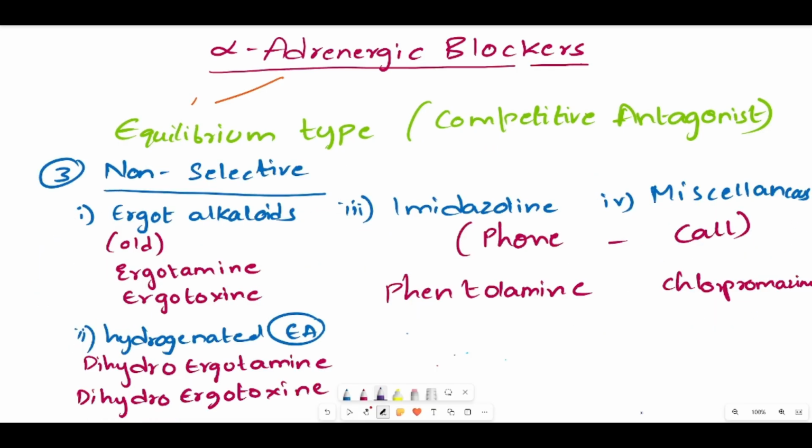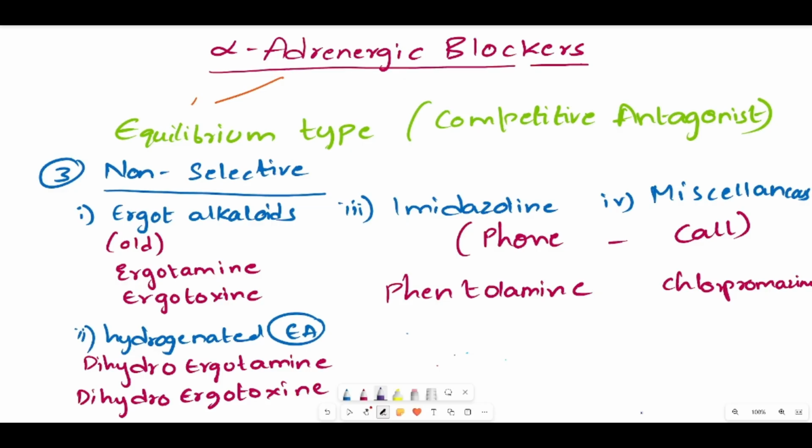So the third class is the non-selective. These are divided into four classes. The first one is ergot alkaloids. Ergot alkaloids has all the old natural drugs, which are ergotamine and ergotoxine. And the second class is hydrogenated ergot alkaloids. The word itself says hydrogenated, so it has a dihydro molecule in it. So dihydroergotamine, dihydroergotoxine. Just add dihydro to the ergot alkaloid drugs.